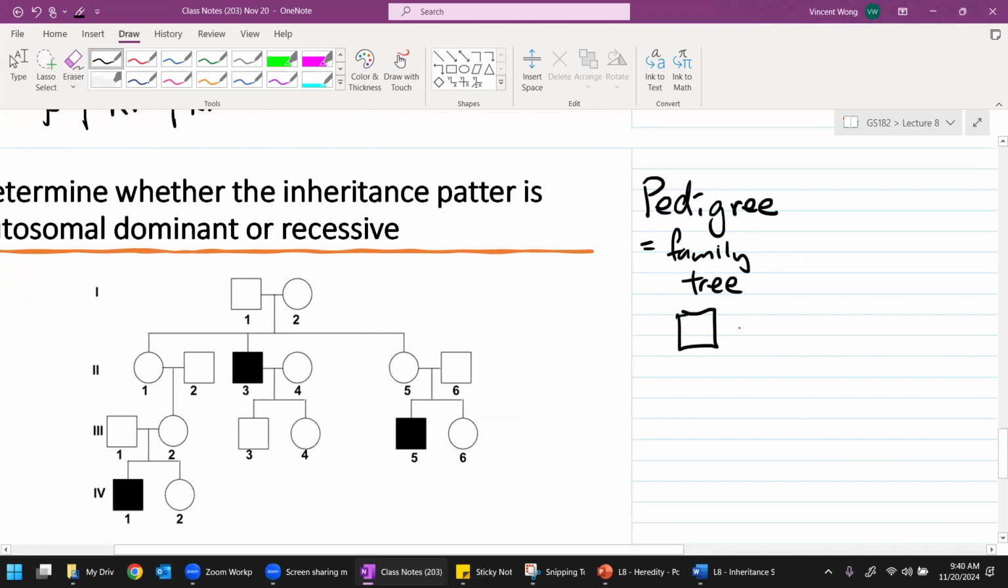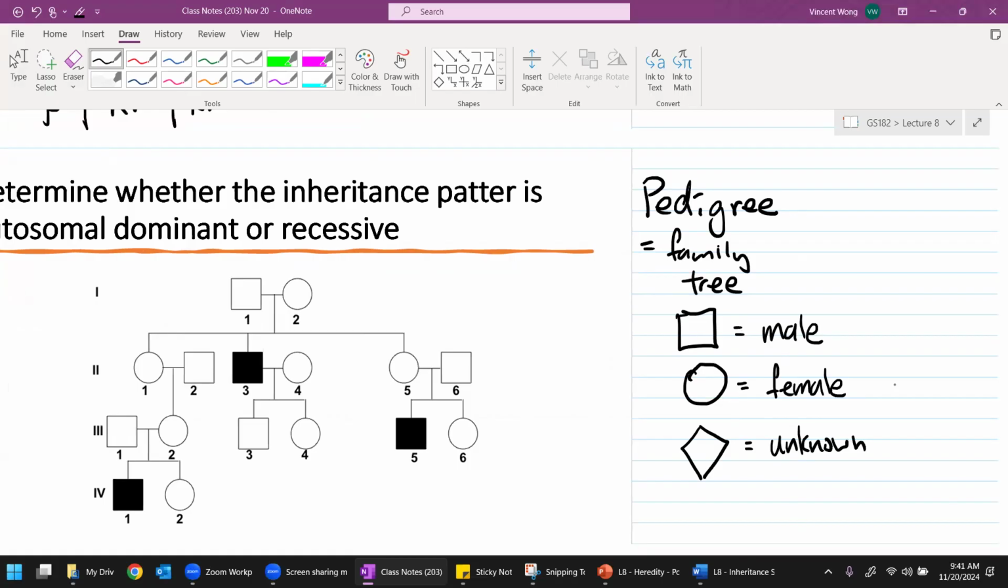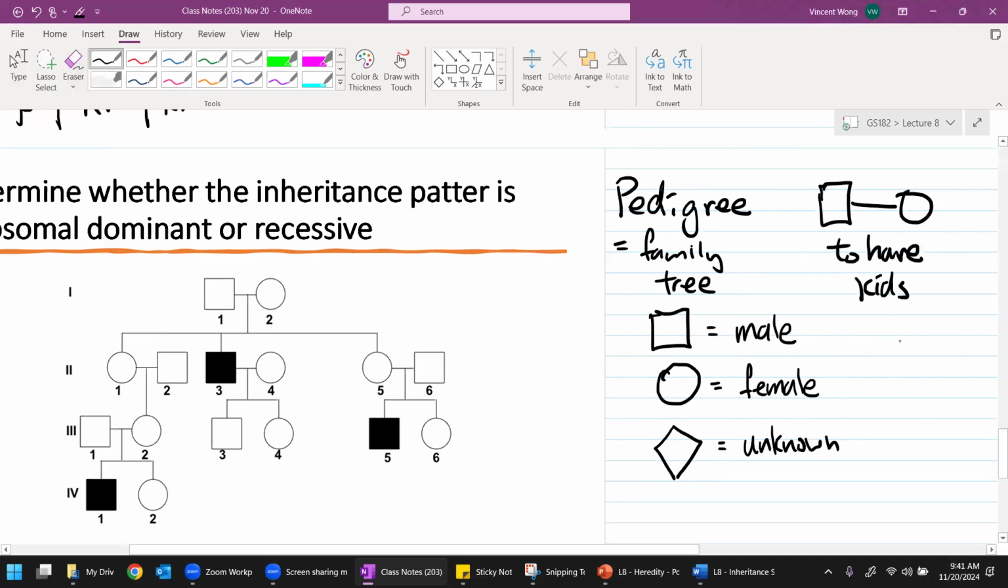Square is male. Circle is female. Sometimes you might see a diamond, which means unknown. Like they might have a baby, but the baby hasn't been born yet, and we don't know if it's male or female. Diamond. This means to have kids.